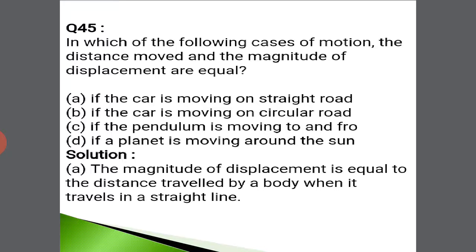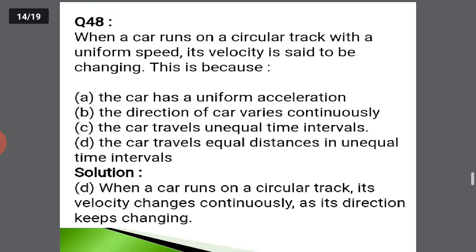See this question. In which of the following cases of motion are the distance moved and the magnitude of displacement equal? If a car is moving on a straight road, both will be equal. The first option will be the right answer because on a straight road the distance and the displacement both will be equal.